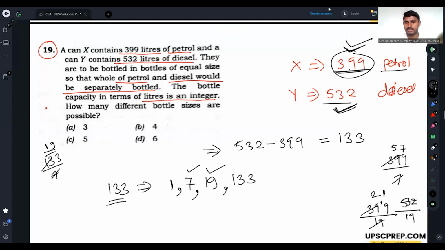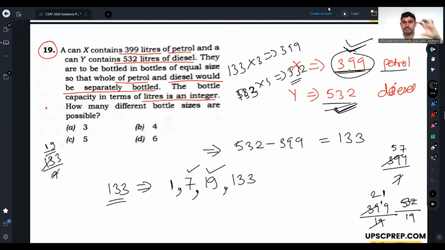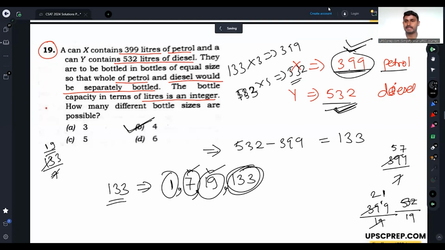399, yes, I could see. अगर 133 को if I multiply by 3, I will get 399. And 133 को if I multiply by 4, I will get 532. मतलब this 532 is also divisible by 133. मतलब I can bring the bottles of 1 liter, 7 liters, 19 liters and 133 liters as well. So how many bottle sizes are possible? 4 bottle sizes are possible. So option B will be the correct answer in this case.